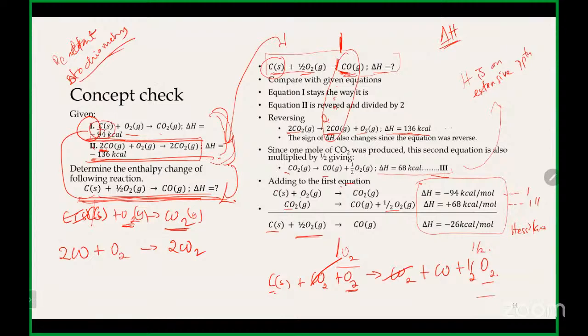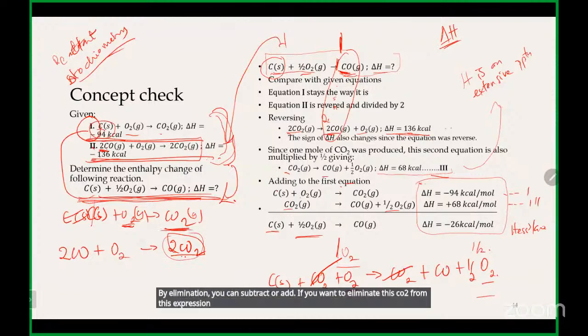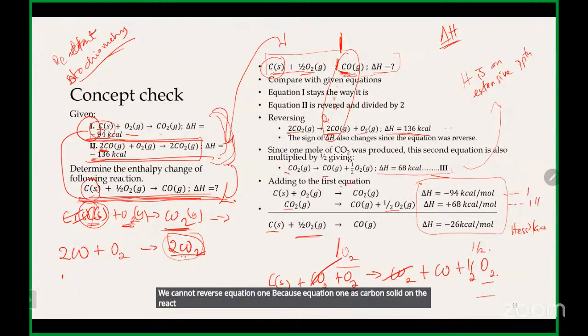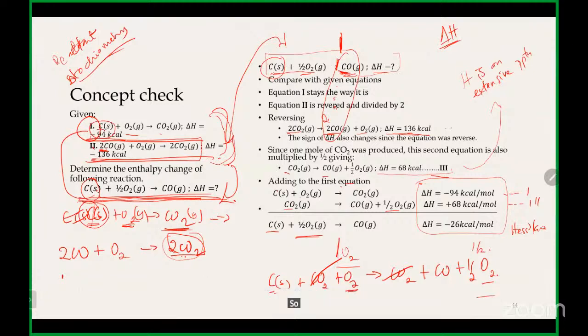Now, this second equation has CO2 on this side. By elimination, you can subtract or add. If you want to eliminate this CO2 from this expression, it has to be on the reactant side. We cannot reverse equation 1 because equation 1 has carbon solid on the reactant side, which is what we are trying to determine. So to eliminate the CO2, we're going to have to reverse.